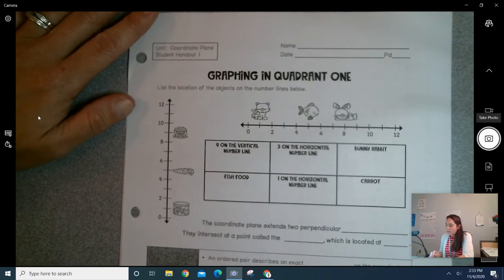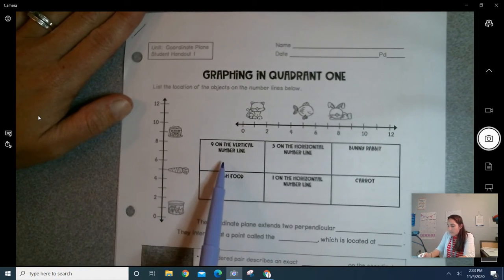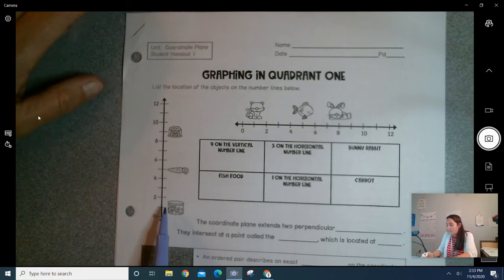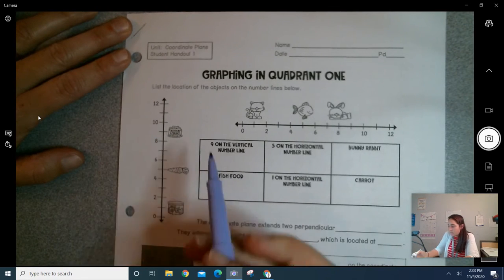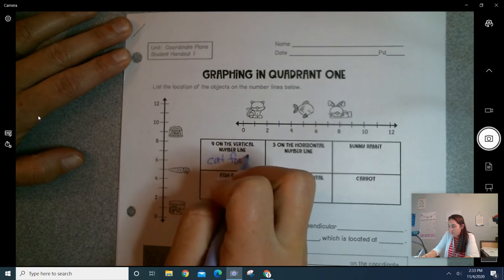All right, so it says list the location of the objects on the number lines below. The first one says 9 on the vertical number line. If you look over here at the vertical number line, the thing that is at the point 9 is going to be cat food. So you just need to write cat food in that box.